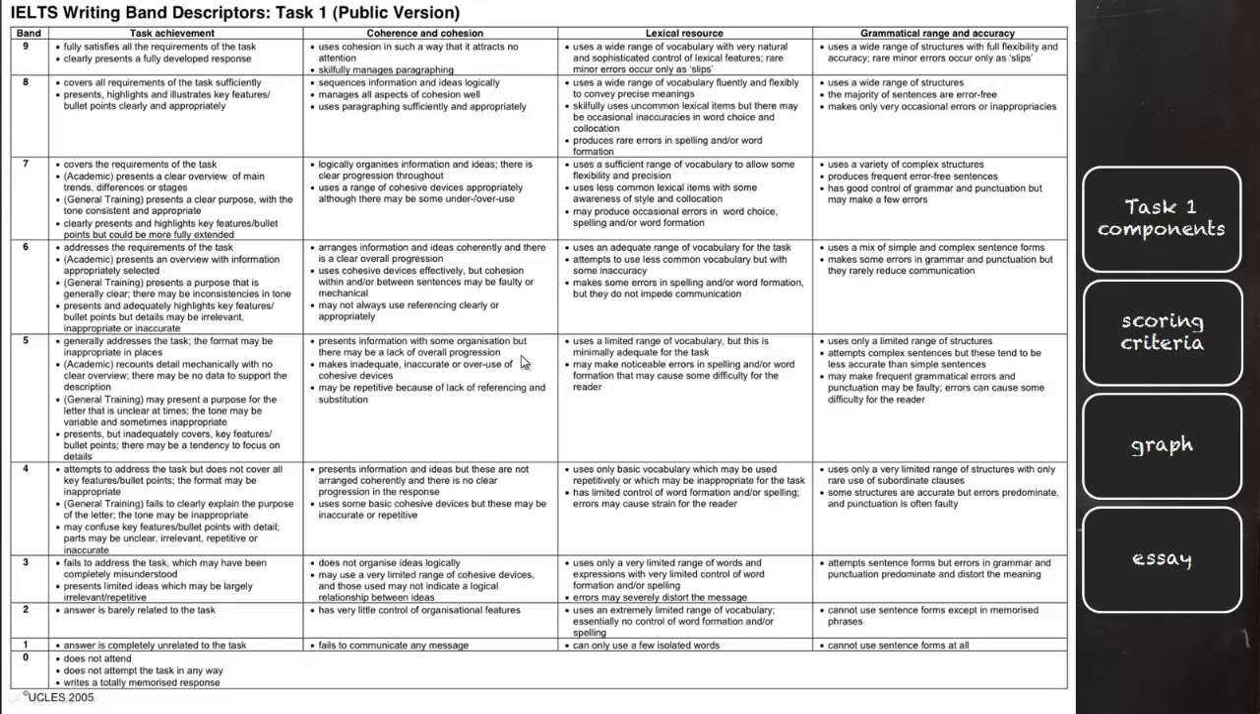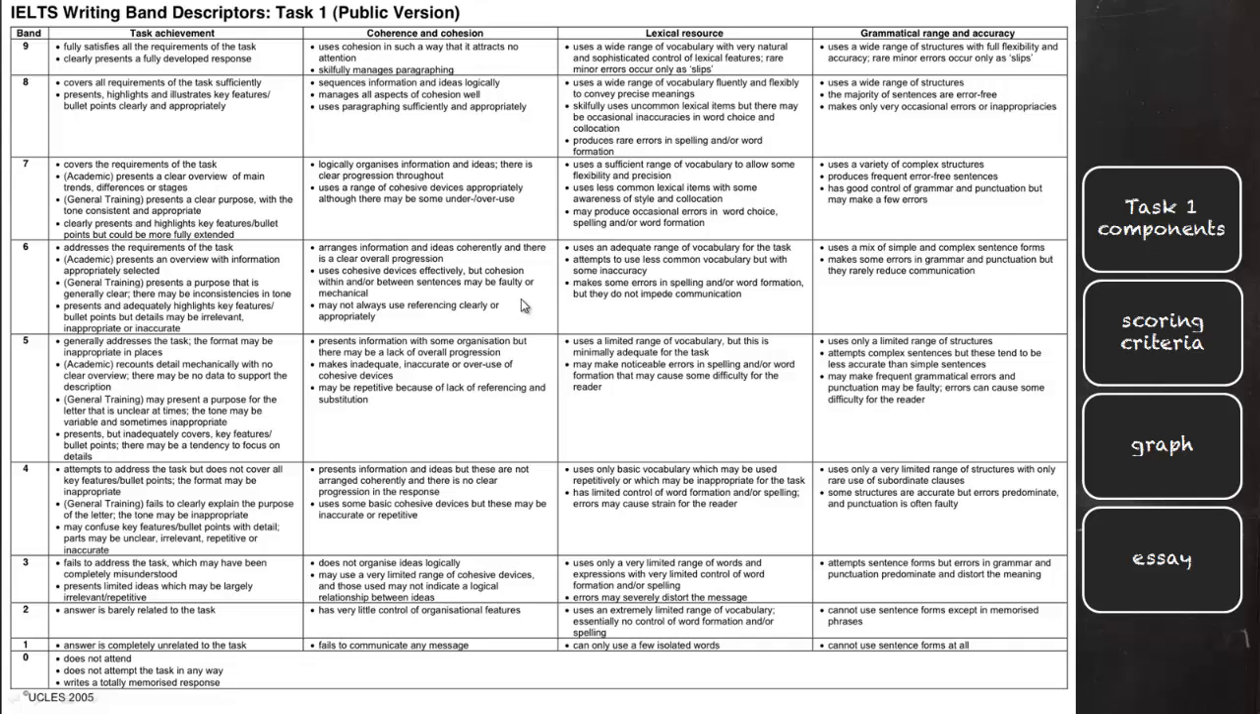So what to do if you want to have a band score of 6 for this criteria? It says here, arranges information and ideas coherently, and there's a clear overall progression. Uses cohesive devices effectively, but cohesion within and or between sentences may be faulty or mechanical. May not always use referencing clearly or appropriately. Basically, to sum this box up here is that you need to have some sort of good structure in your essay, and you need to use some cohesive devices effectively. Then you will end up in band score box 6.